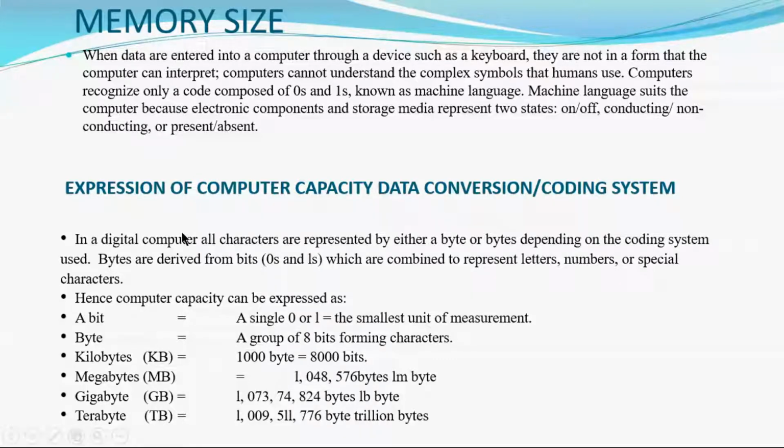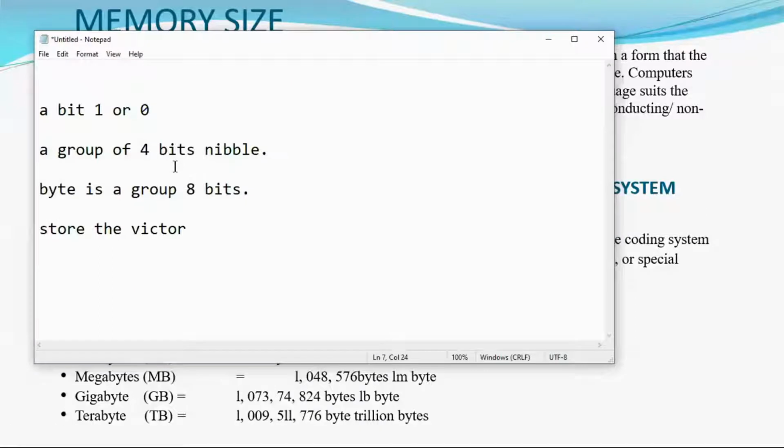Now, when we have 4 bits put together, we form what we call a nibble. When we have 8 bits put together, we form what we call a byte. Now, you'll always find questions in your examinations: find how much space is needed to store the name Victor. We have said 8 bits represents 1 character. Now, all we have to do is identify the characters in the name Victor. First of all, how many characters are in that name?